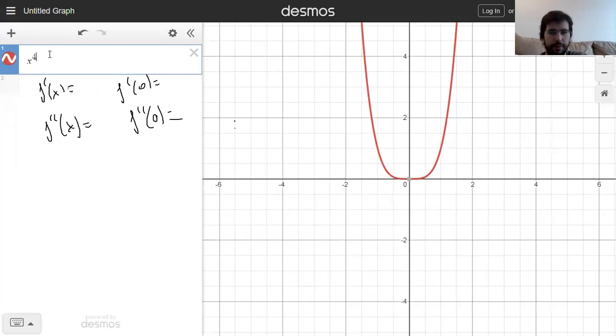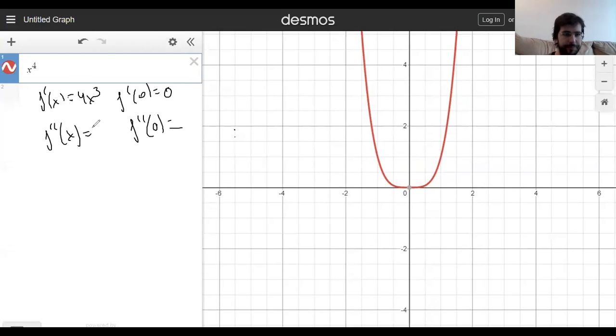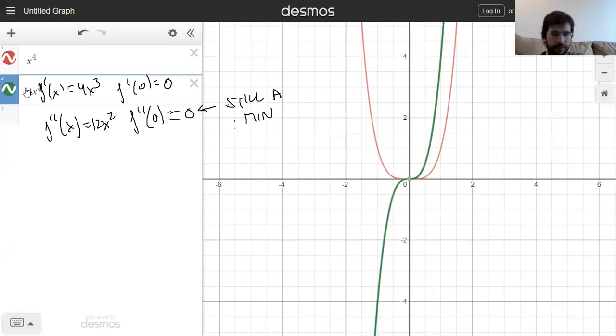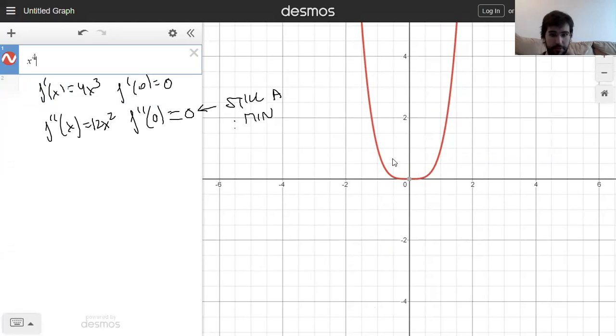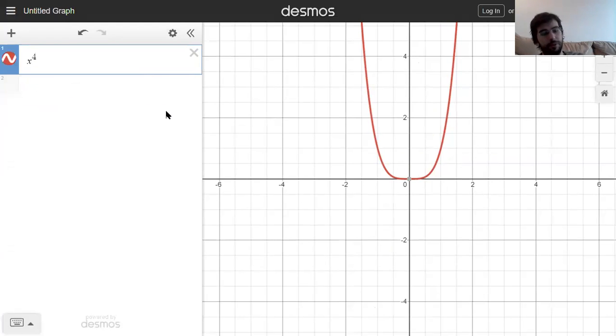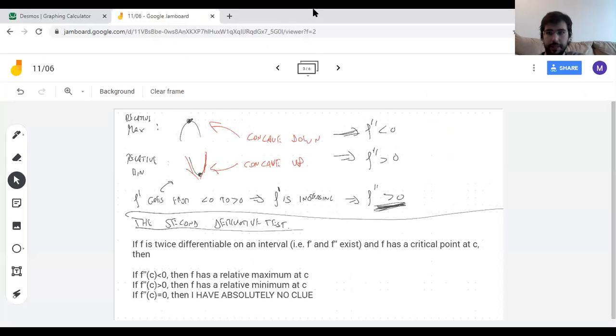But if I take x to the fourth, this one clearly has a minimum. And again, the second derivative test is inconclusive. So there's a critical point at zero. If I take the second derivative, the second derivative is zero, but this is still a minimum. Again, the first derivative test knows the answer. If we plot the derivative for x to the fourth, it goes from negative to positive. So this function goes from decreasing to increasing. So keep in mind, if you do the second derivative test and you get a zero, you don't know anything, which is not the same as knowing that there's no max or min.